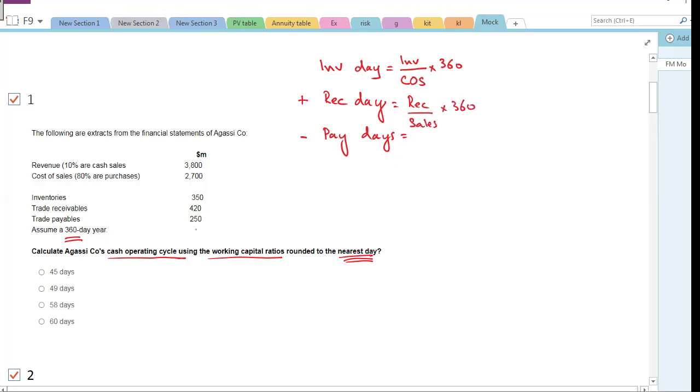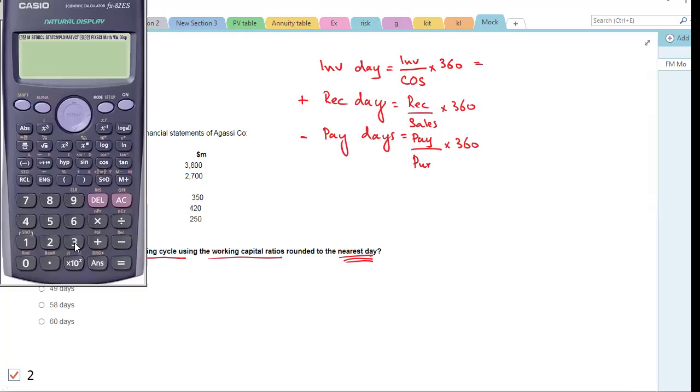And then you have the payables. So you have payables divided by purchases, right? If the purchase amount is not available, then you are going to use cost of sale for this also. Multiply by 360. Now let's see what we have in here. Revenue, 10% are cash sales. Remember, we're not interested in the cash sales. We are interested in credit sales only. So if it is 3,800, then we'll have to multiply it with 90% to get the credit sales. So the credit sales are 3,420.